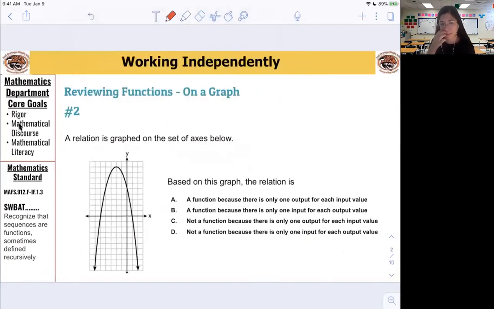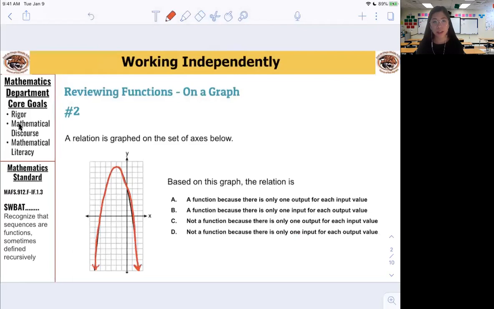Question number 2, I have the same question. I want to know whether this is a function or not. But instead of a table, now I have a graph. With a graph, we're going to use a different strategy. Here, I'm looking to see if there's anywhere on this graph that the relationship, which is this curve right over here, goes up and then goes down.